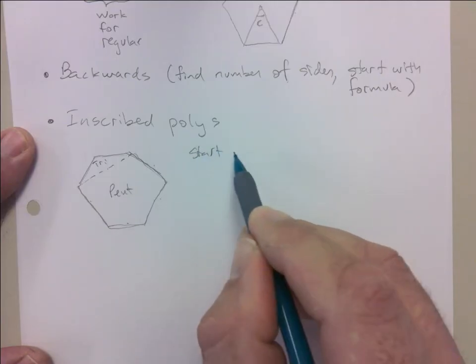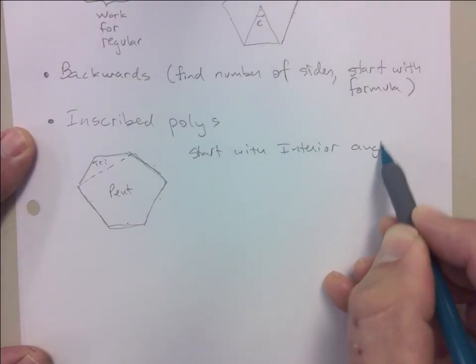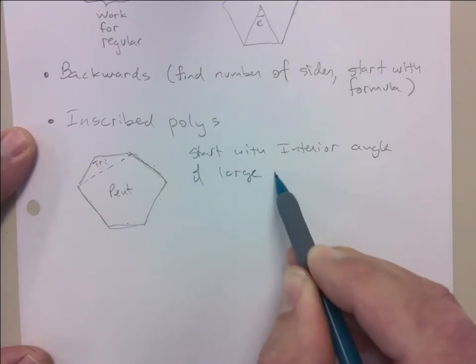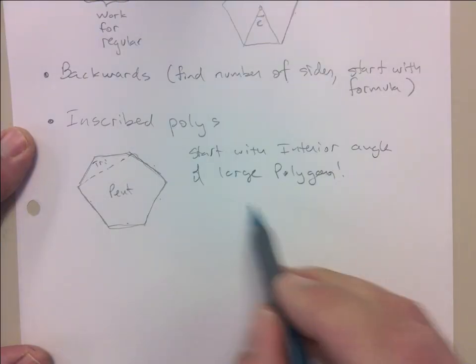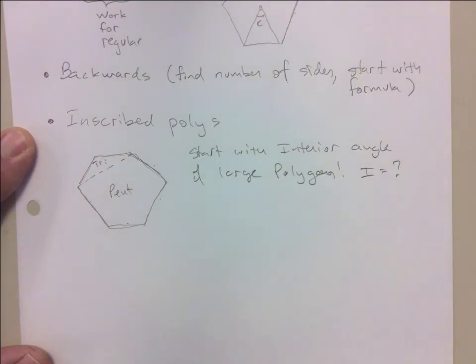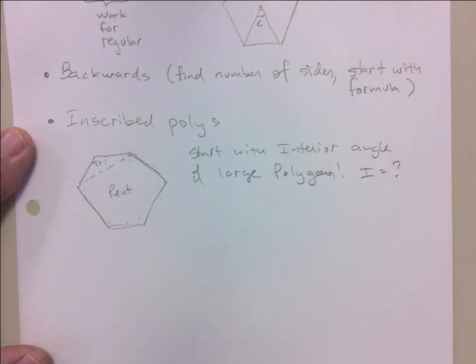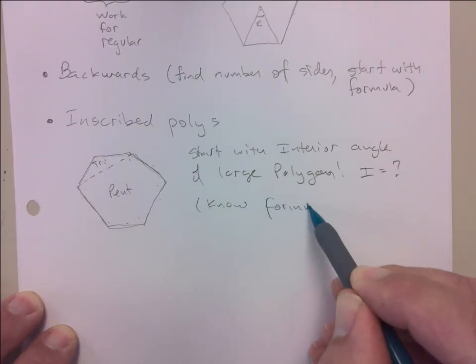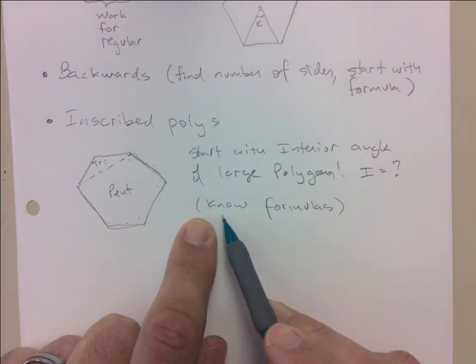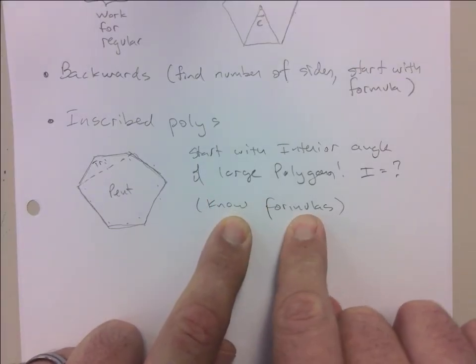Start with the interior angle of the large polygon, okay? That's what you want to start with. So basically figure out I, like what is that? And then you know all of these out here, okay? And then figure out the angle. So for inscribed polygons, have the formulas, okay? No formulas. And I'm saying no, right? I'm not saying no formulas. Know your formulas, all right? Anyways.